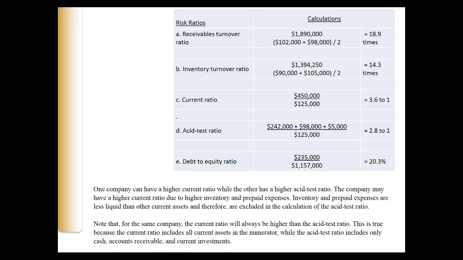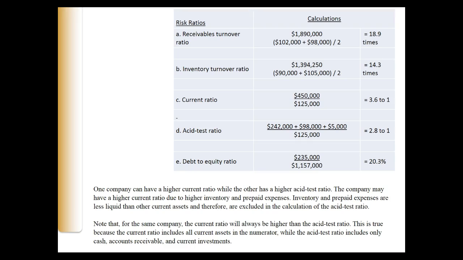The inventory turnover ratio, again, is cost of goods sold divided by the beginning inventory plus the ending inventory, divided by 2. The current ratio would be current assets divided by current liabilities. The asset test ratio is much more conservative. It does not include prepaids and inventory.